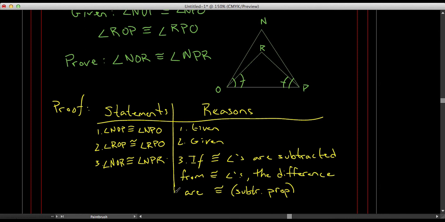Okay. So let's look over this one more time. If congruent angles are subtracted from congruent angles, so we see here that we're taking two congruent angles and we're subtracting them from two more congruent angles, then the difference of those two sets of congruent angles must be congruent, and that is what our subtraction property says.